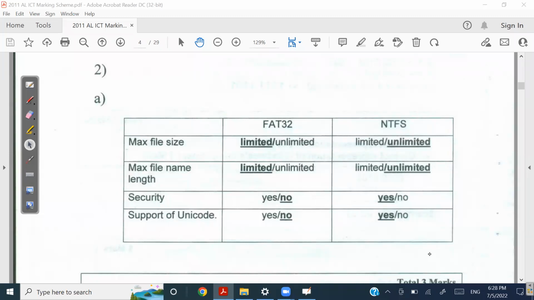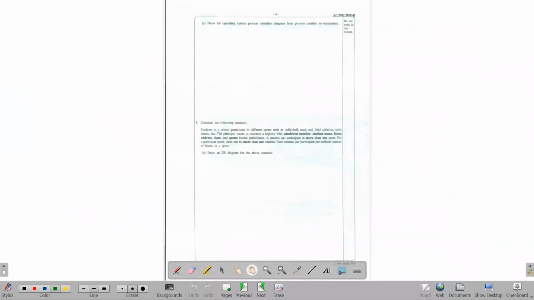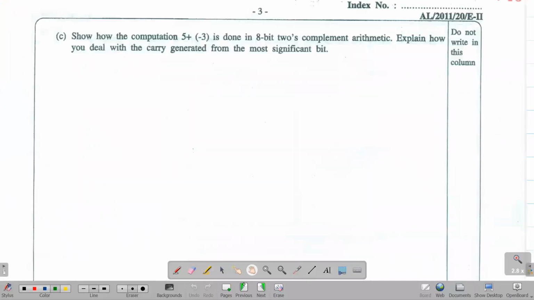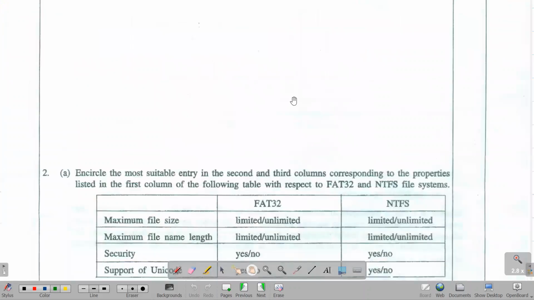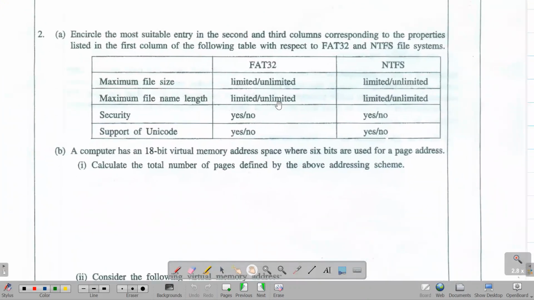All right. The second question, they are asking you to underline, right? That is the way they have given it. Second one, let me see. Yeah, so they have given you this particular table.